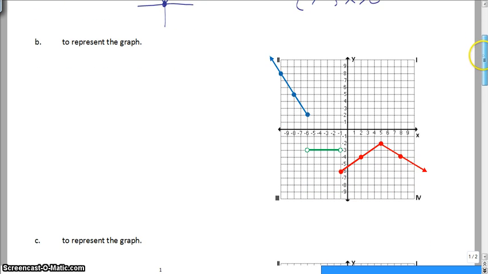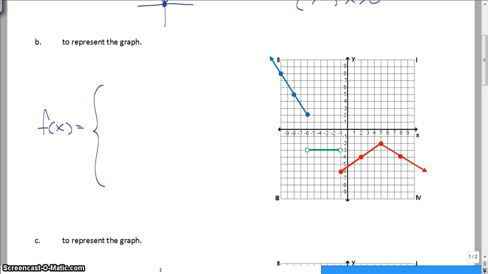Okay, doing it from a graph. Graph B here, we have three parts. We have a blue part, a green part, and a red part. So to start off, we're just going to say f of x is equal to, and we're going to make one of these because we've got three pieces. We've got a blue piece, a green piece, and a red piece.